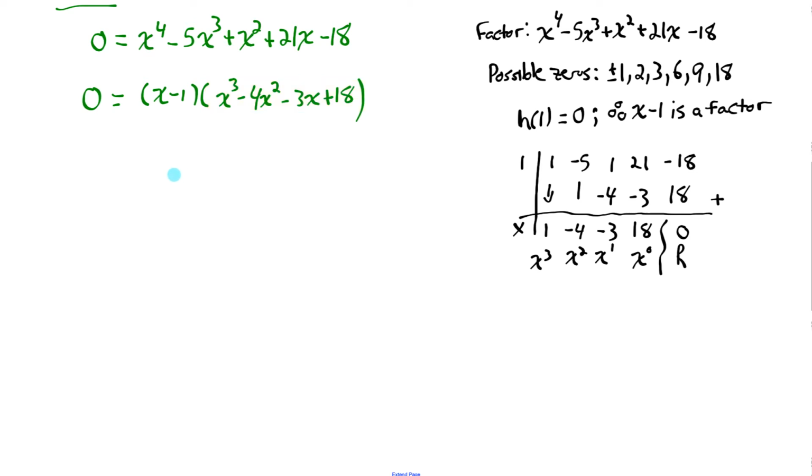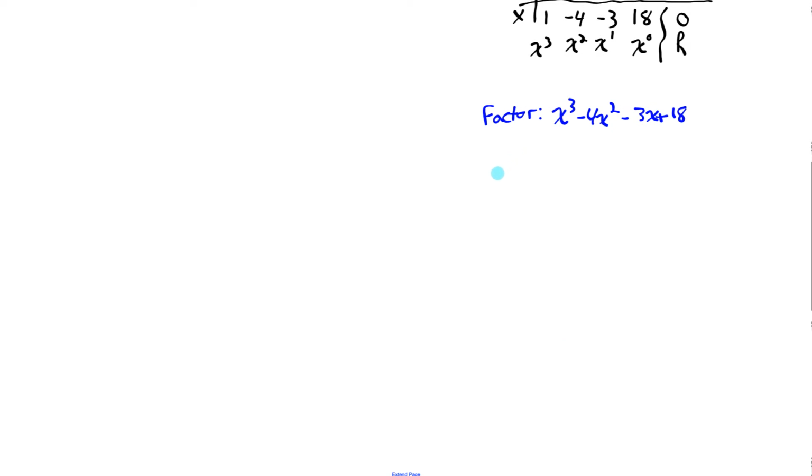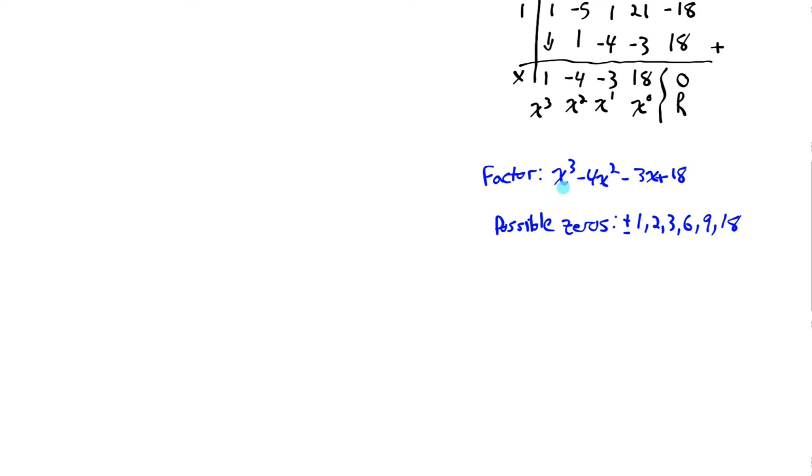And once again, we're going to have to use the factor theorem, test for zeros, and do synthetic or long division to do that. So I'll do that in a different color here. We're now going to factor this x cubed minus 4x squared minus 3x plus 18 function. So possible zeros of this are once again factors of the constant term, so plus or minus 1, 2, 3, 6, 9, and 18. Now I just need to find one of these that makes this polynomial be 0.